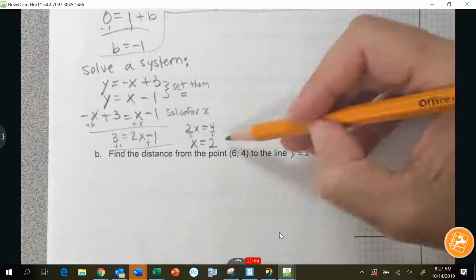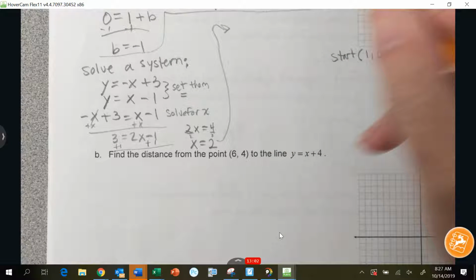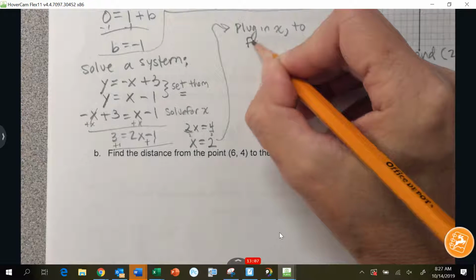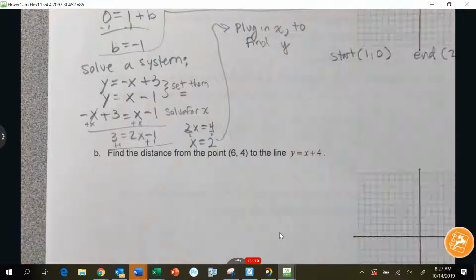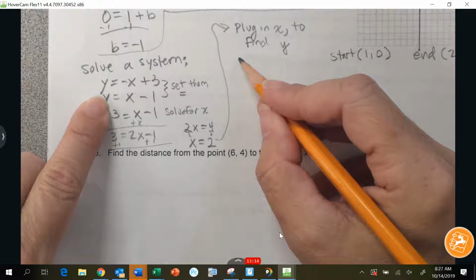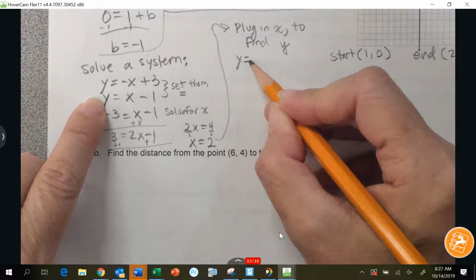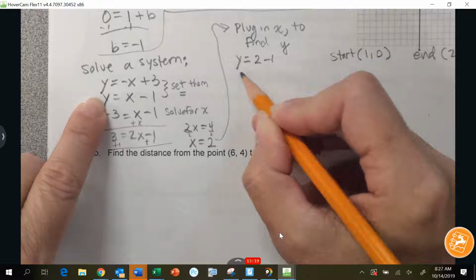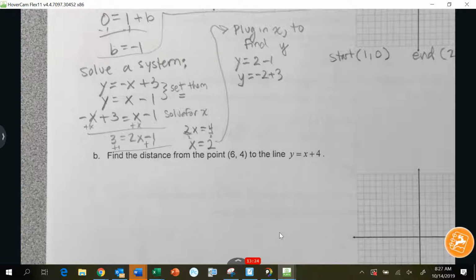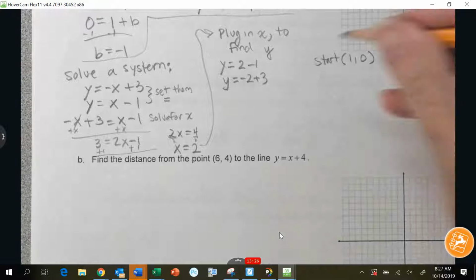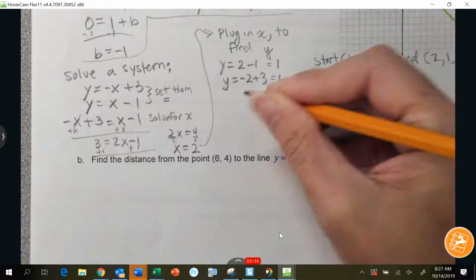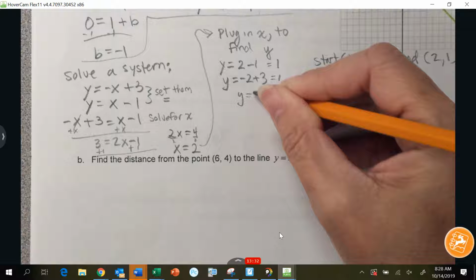And then I ran out of space, so I'm going to come up here. Plug in x to find y. So we can plug in x in either equation or both equations. We've got y equals 2 minus 1 and y equals negative 2 plus 3. So that's both equations. You don't really need to have both equations, but I'm doing both equations for fun. And I either get that y equals 1 or I get y equals 1. Good. y must equal 1.